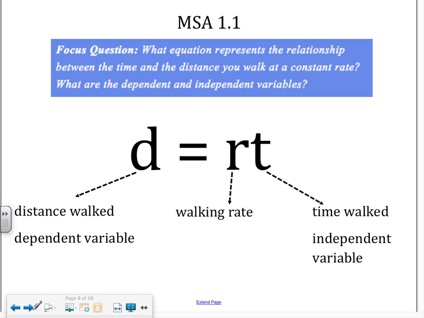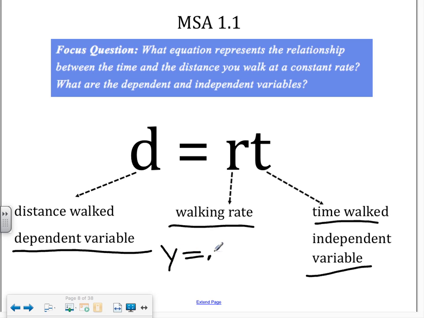The first one, what equation represents the relationship between the time and the distance you walk at a constant rate from Investigation 1.1? What are the dependent and independent variables? Well, distance equals rate times time, where distance is our dependent variable. r is our walking rate, and then t, time walked, is the independent variable. So this would be like y equals mx plus b, but b is 0. So essentially just y equals mx.